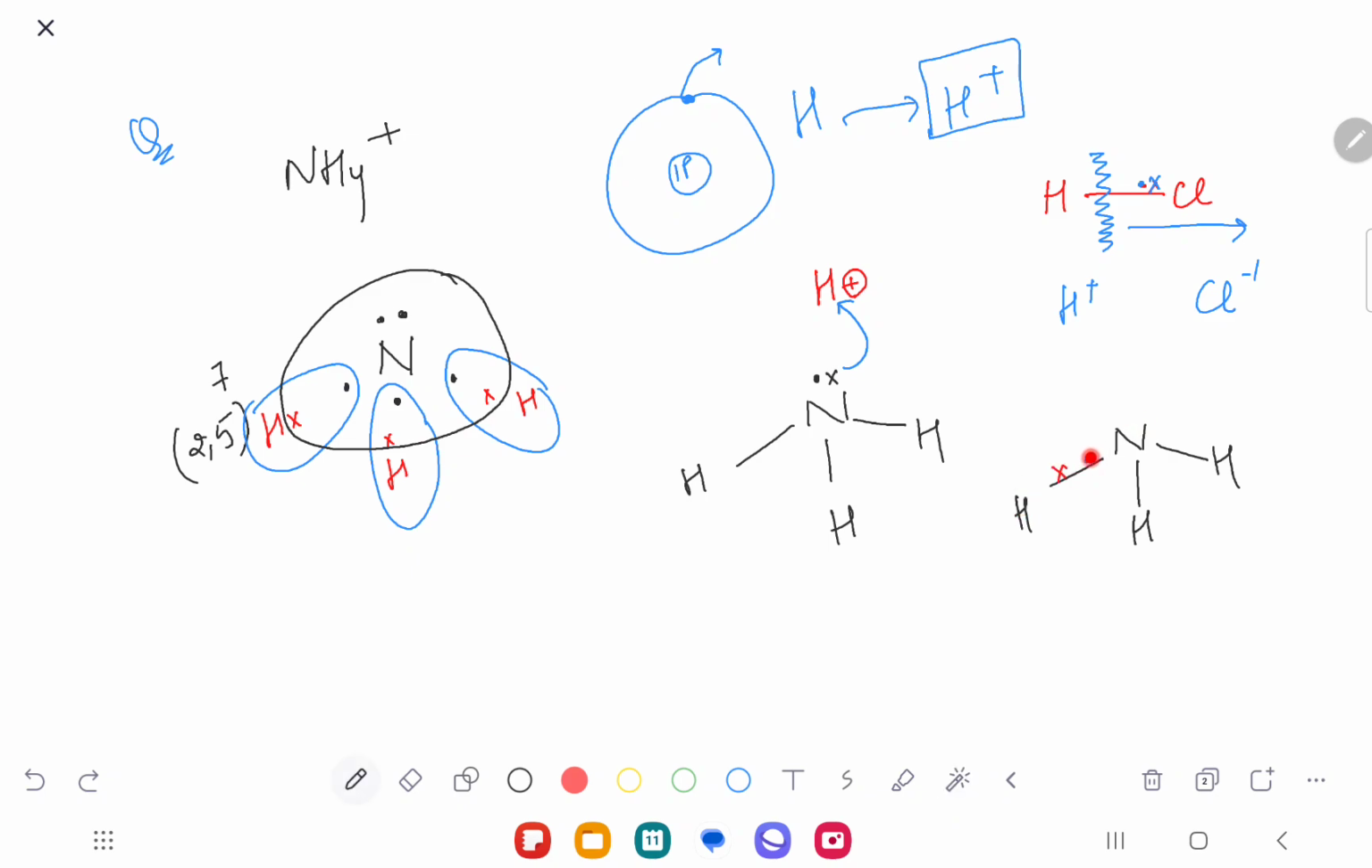Can any other atom except hydrogen be the electron deficient element? Yes, a lot of them. Listen to me now. This H, the red H plus, is gaining that cross electron from nitrogen. And because it is gaining that one extra electron, what would that mean? Nitrogen is left with just one electron here.